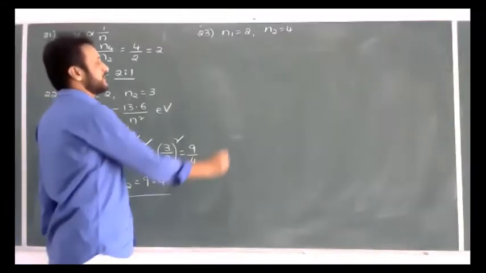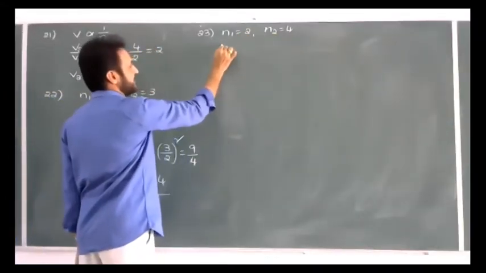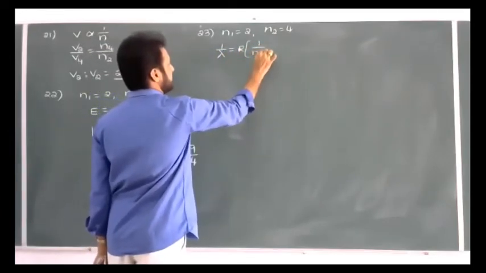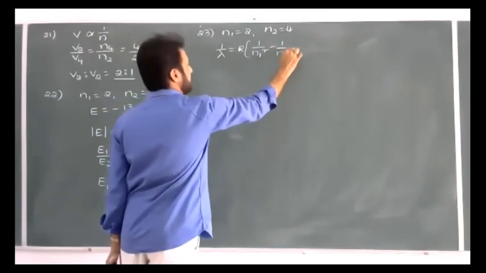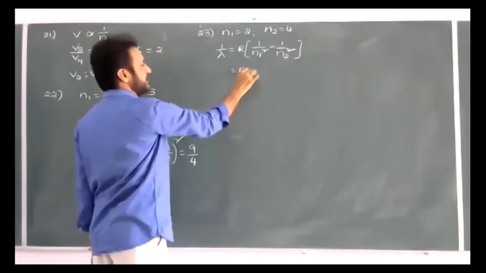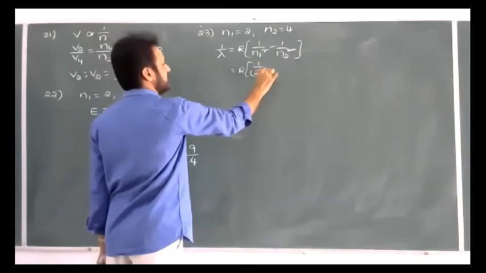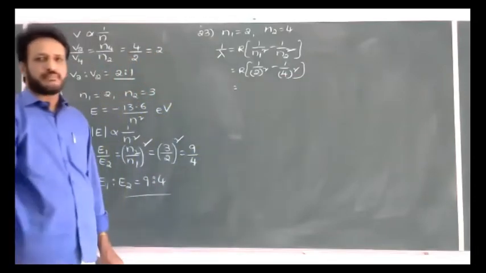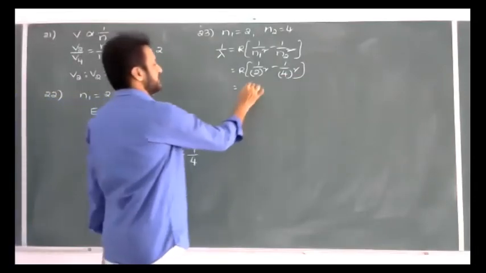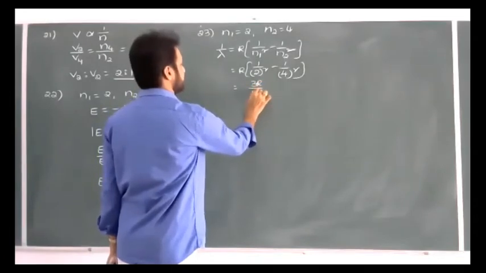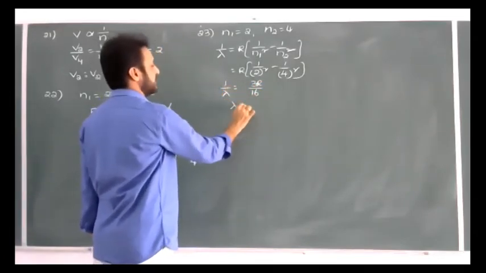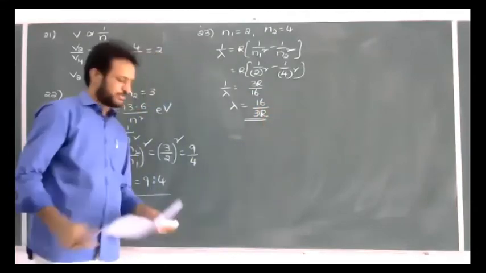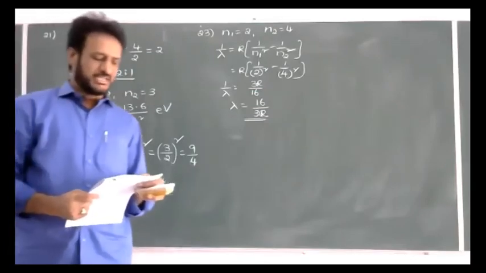Now check here. Electron is moving from the fourth to second orbit. Wavelength means use Rydberg formula. 1 by lambda is equal to R into 1 by n1 square minus 1 by n2 square. That is equal to R into 1 by 2 square minus 1 by 4 square, that is equal to 1 by 4 minus 1 by 16, which is equal to 3R by 16. We will get 1 by lambda equal to 3R by 16, that implies lambda is equal to 16 by 3R. That will be the answer. Check the option, 23rd question, 16 by 3R, second option correct.